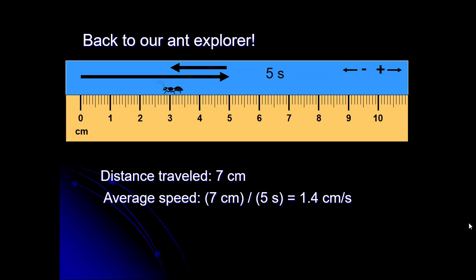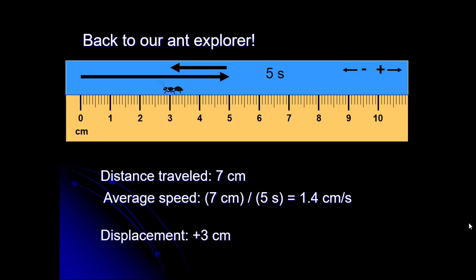Now, what is his displacement? Remember, displacement is how far away you are from where you started. So he ends up back over here at 3 centimeters. Even though he traveled 7 total centimeters, he's only 3 centimeters away from where he started. We don't really care what happens in between. We're just looking at that end point. So his displacement is positive 3 centimeters.